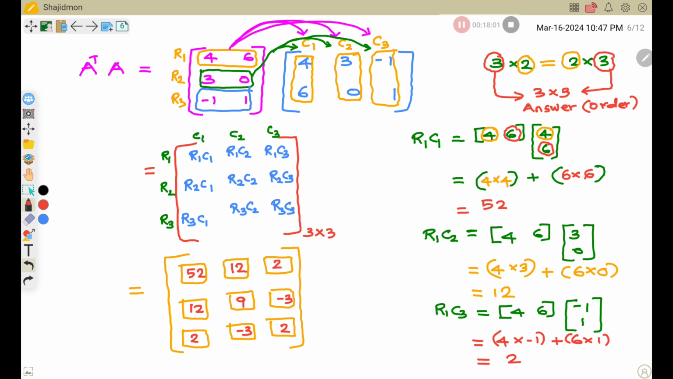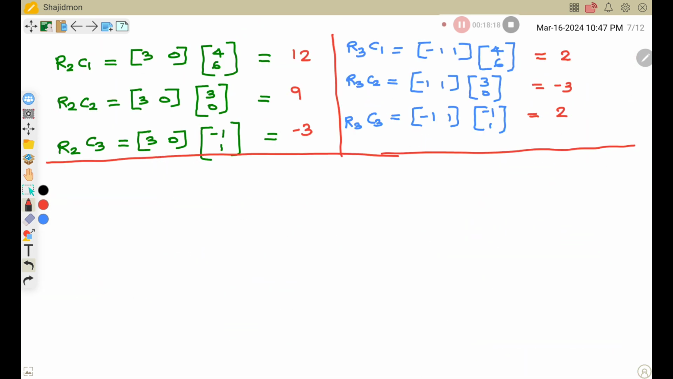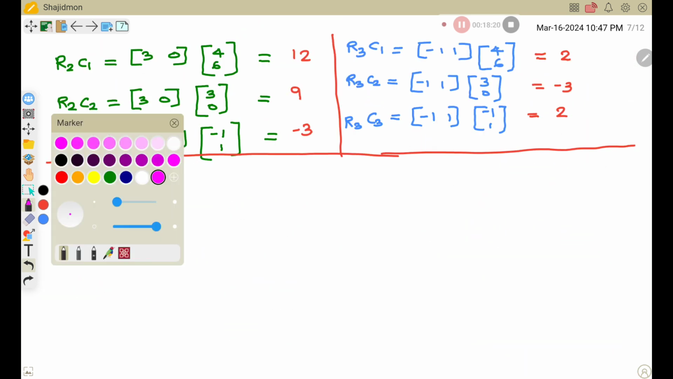This calculation we already discussed here, the same calculation. So now we get the A transpose multiply A matrix. Only we got A transpose multiply A, correct? But what is our question actually? A transpose multiply A plus the identity matrix after that. Now we are going to do the last step here.